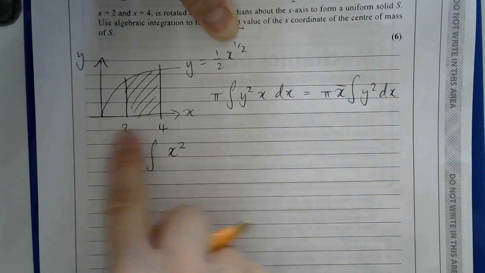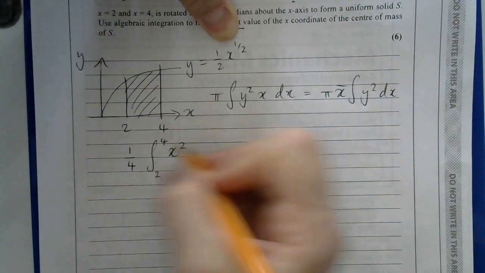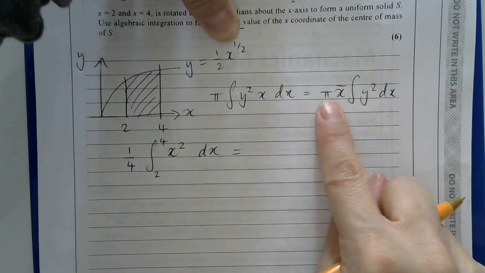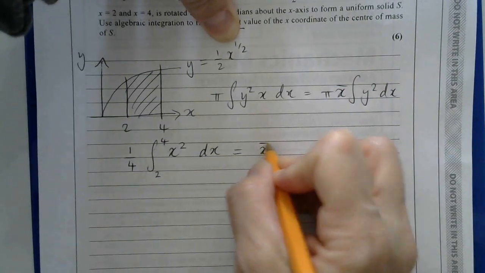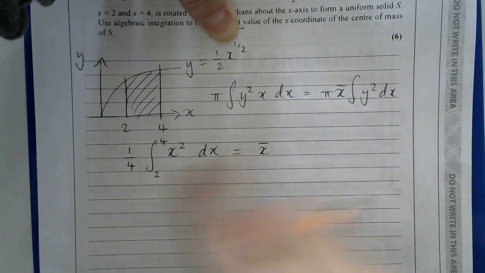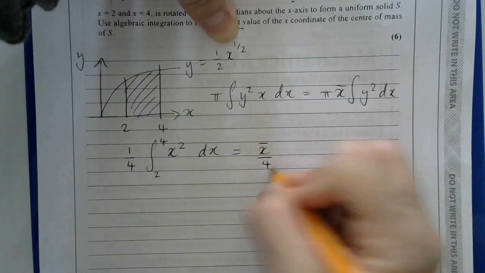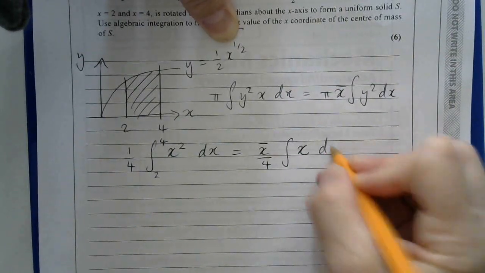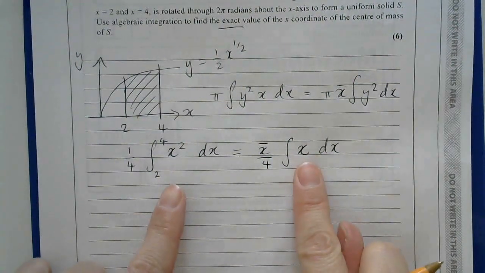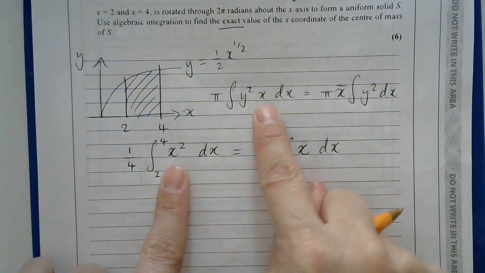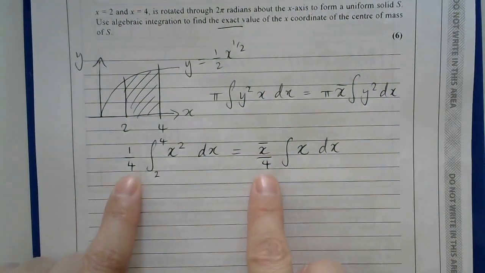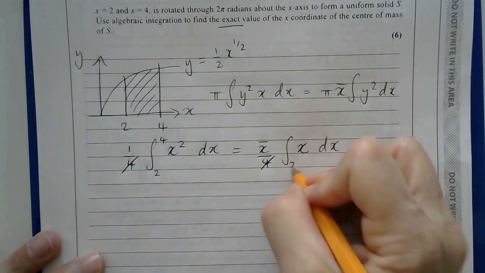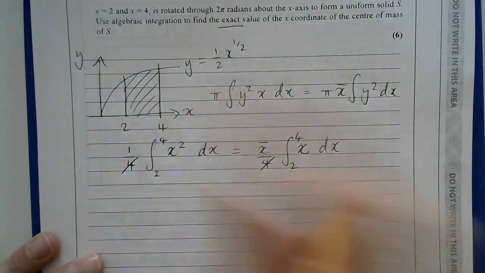The limits are from 2 to 4, and that will be integrated with respect to x. On the right hand side, the pi already cancelled. I have x bar, I have y squared, which as I saw before is a quarter, x dx. Okay, so notice here I've got x, here I've got x squared because this side was multiplied by this extra x. I've got a quarter and a quarter, so I could multiply both sides by 4, and the limits on the right hand side will be the same, from 2 to 4.